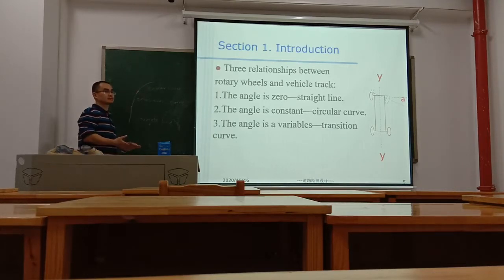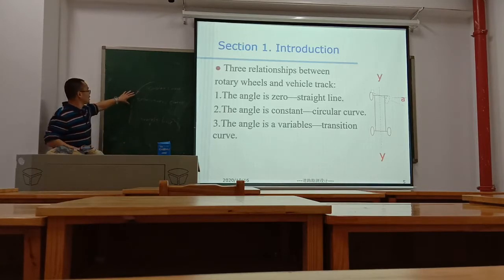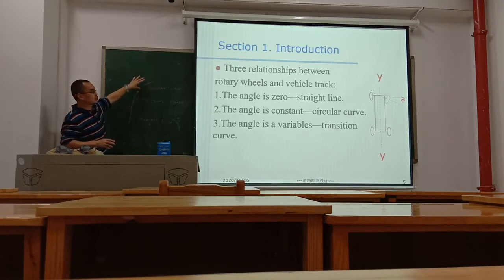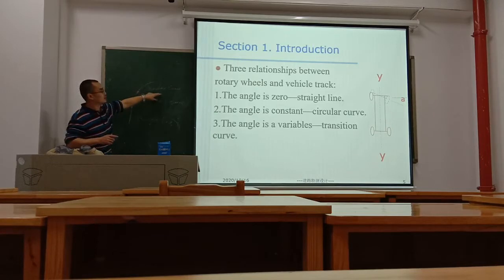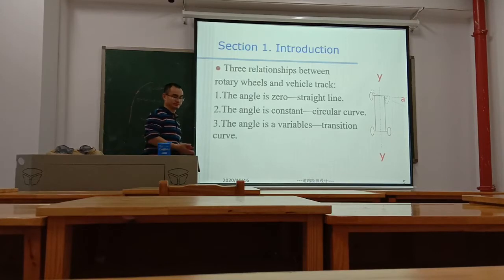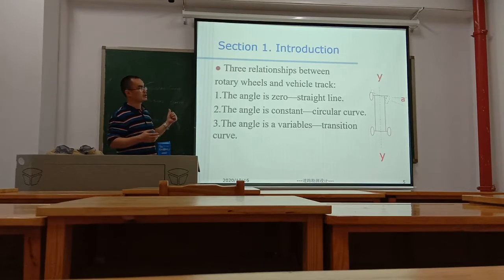So you must change the angle on the transition curve. You keep a constant angle of 0 on the straight line. You must keep a constant angle on the circular curve. This is the driving characteristics.